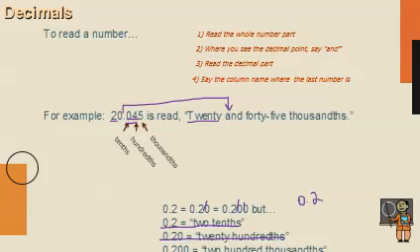Okay, so let us say that the steps are: you read first the whole number, the point you replace by the word "and," then you read the decimal part as it is, followed by the column it reaches.